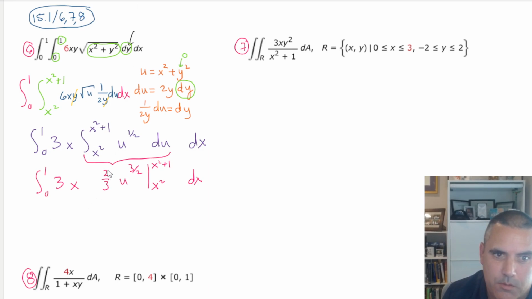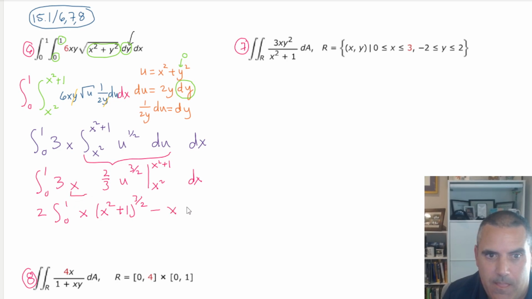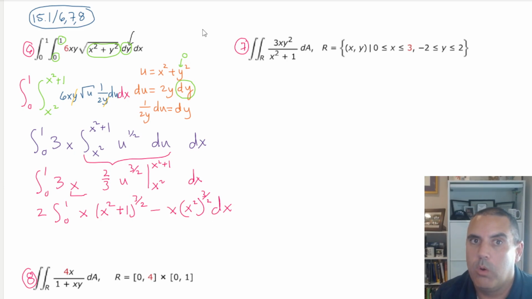So let's see if that happens. So first I'm going to put all these numbers together. That's just a 2. So 2, the integral from 0 to 1 of x. And then I'm going to have x squared plus 1 to the 3 halves minus x. So again, I'm just plugging this in here. x squared to the 3 halves. Whew. It's a big one.